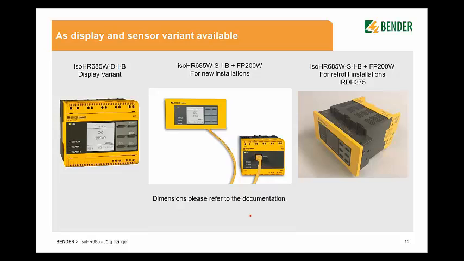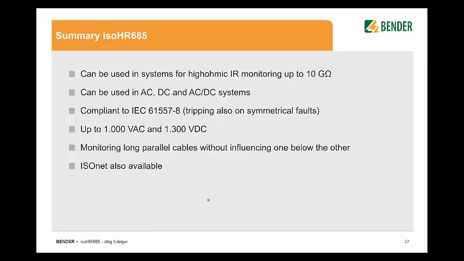So the isoHR is available as a display variant or as a sensor variant with the front panel FP200. I think you should use this installation mode for new installations, but we also can connect the sensor variant on the backside of the FP200 to make the retrofit applications for isoHR685. Dimensions and everything is mentioned in the documentation. I will share this documentation next time with you. I think the launch of the device will be end of November.